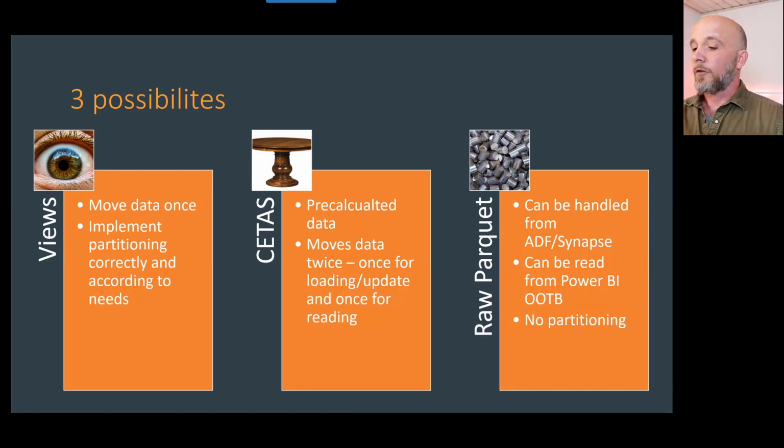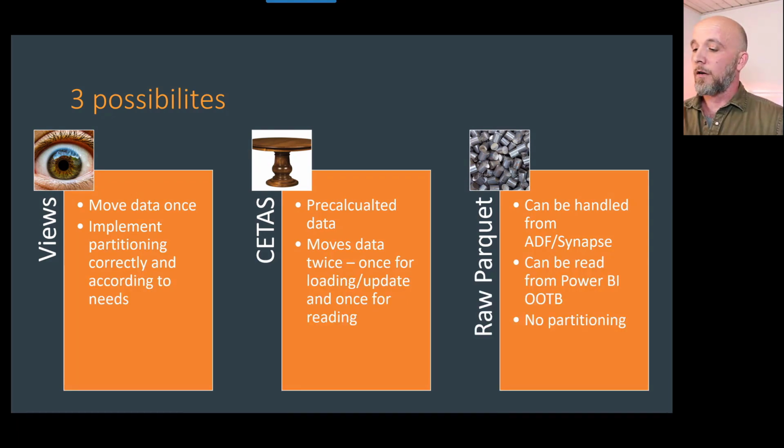The CETAS is good for pre-calculated data. If I have a view that is too long, that does not respond to the business fast enough, then do a CETAS based on that data. But it moves the data twice, because it moves the data through the Synapse Serverless endpoint from the CSV file and then stores it as a Parquet file. And then again, when you need to read the data out of the CETAS, it reads the data from those Parquet files out to the end user or the application. So you pay for the data movement twice.